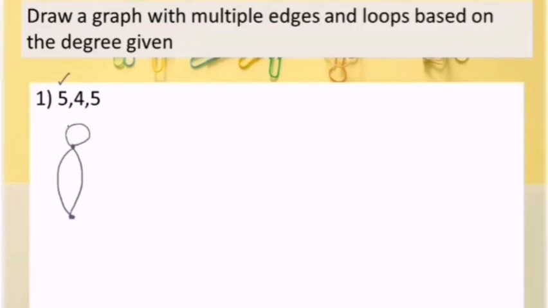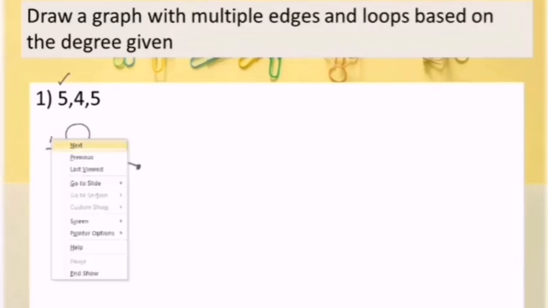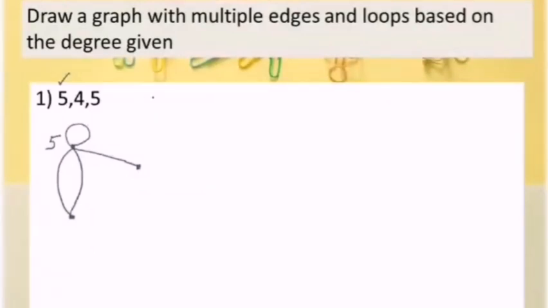Okay, so the degree for the loop is 2. Multiple edges also 2, so I add another line here. For the first vertex, we get a degree of 5. So we have another 5 here, right? So I draw first.